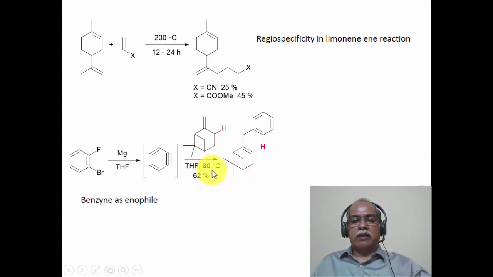The reaction is carried out in refluxing toluene, so it's 80 degrees, and in about 62% yield this particular product is formed. So here the enophile is benzyne and the ene component is the beta pinene, resulting in the formation of the beta pinyl substituted, or alpha pinyl substituted, benzene derivative in this particular instance. This skeleton is alpha pinene, whereas this skeleton is beta pinene, for example.